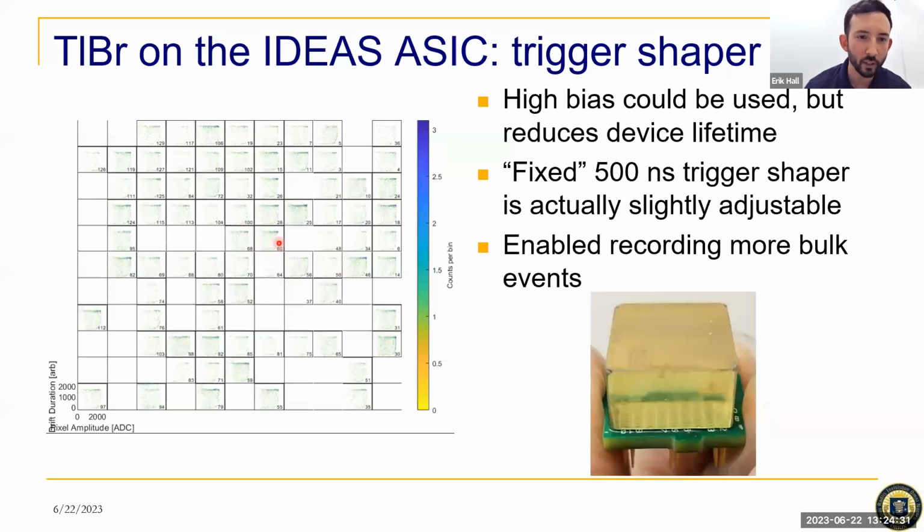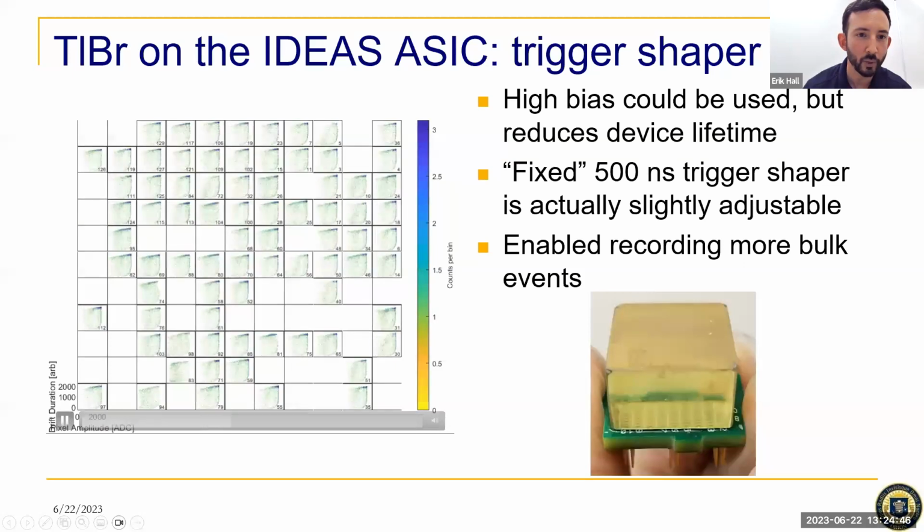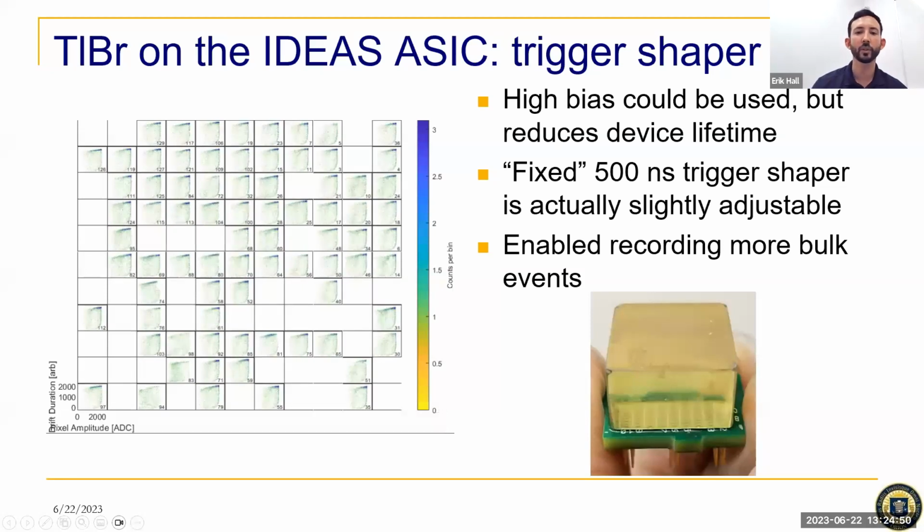If you look at it, there's no photo peak really that you can see, but as we adjust the trigger shaper, you can see the photo peak become much more obvious with different settings. So this enabled us to record more bulk events and actually do our depth correction technique on this crystal, or on thallium bromide in general.